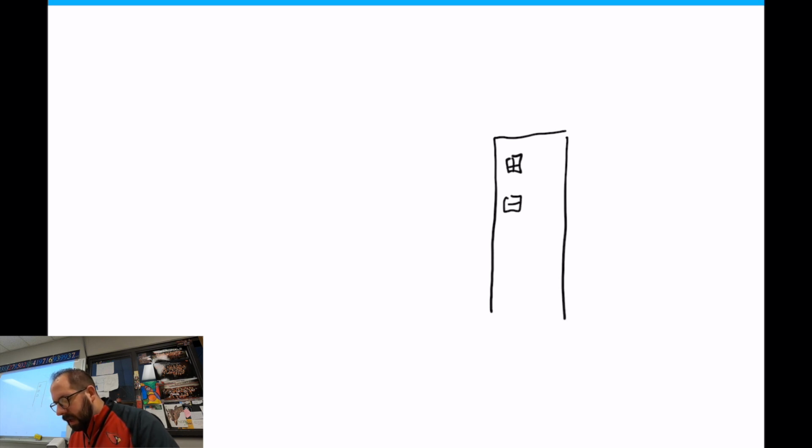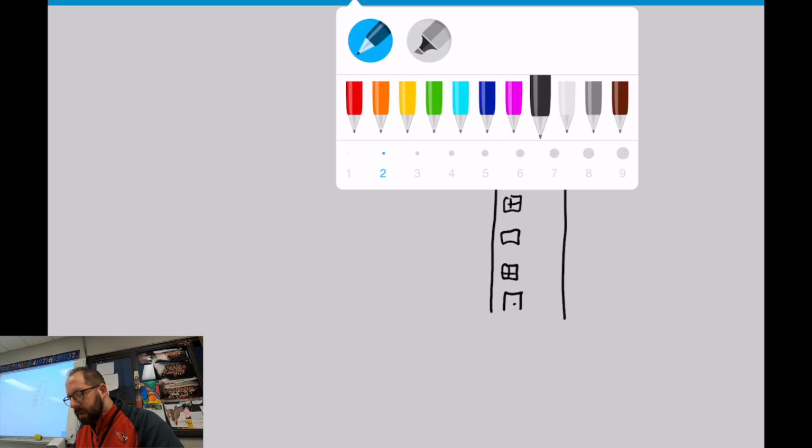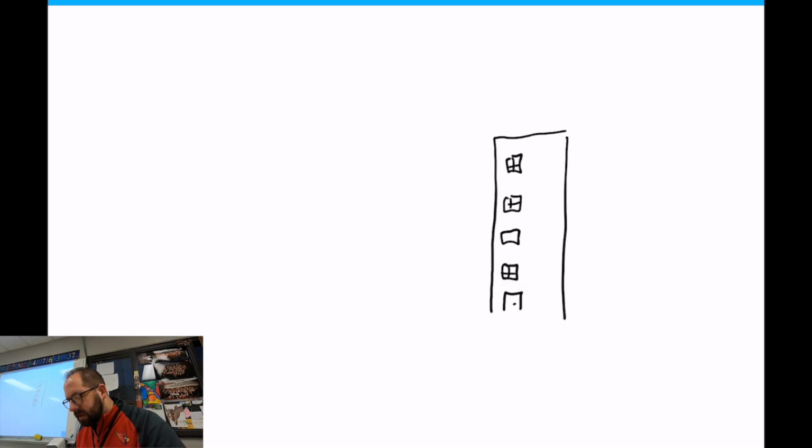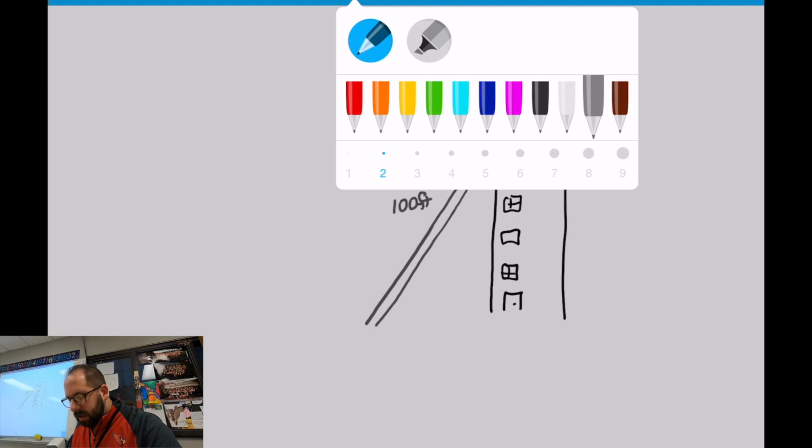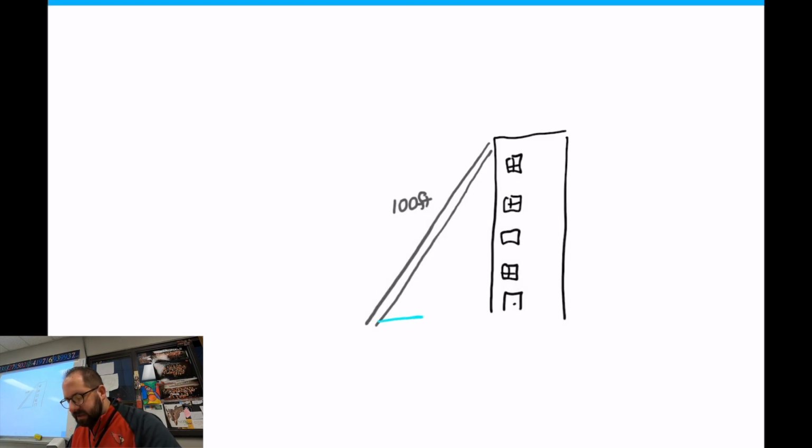Okay, and I don't know why it won't let me draw that window there. That window's open, I guess. The idea is that we're going to be putting a ladder up against the side of this building. I don't know where it's going to reach. Let's say this is my ladder, and it's a 100-foot ladder, and the ladder itself is at like a 65-degree angle. You lean it up.